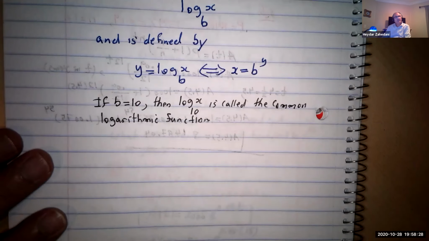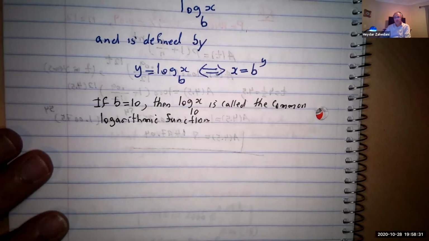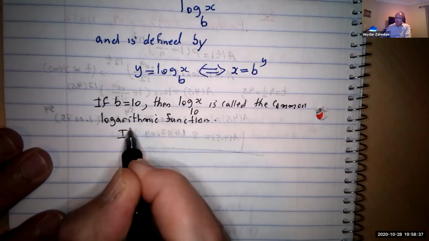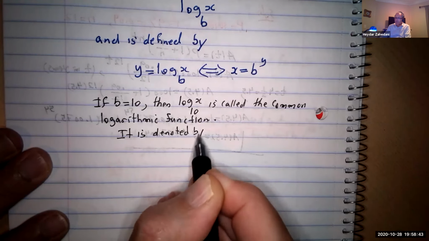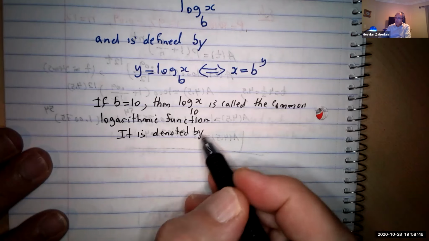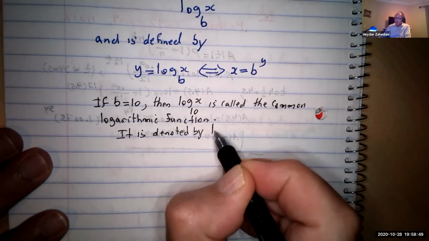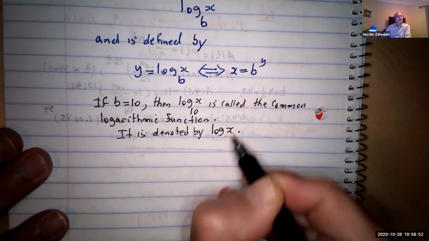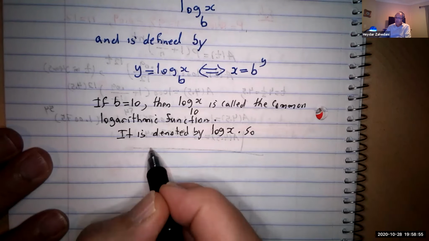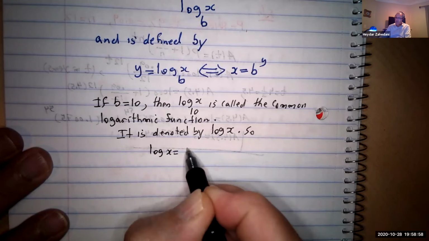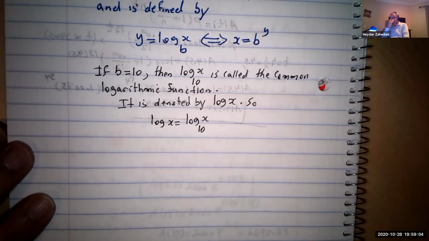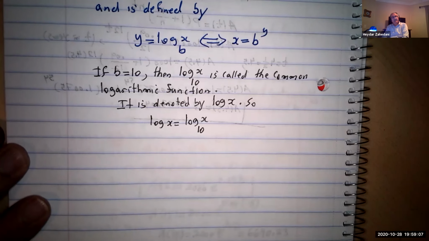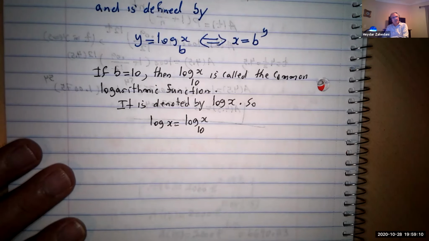We have a special notation for it. In your book, they give you the 10. But if you're going to be in calculus, we drop the 10. So it is denoted by log x only. If you see log x, we mean log x at base 10. I won't write the 10. So that's a very classic format of this function.